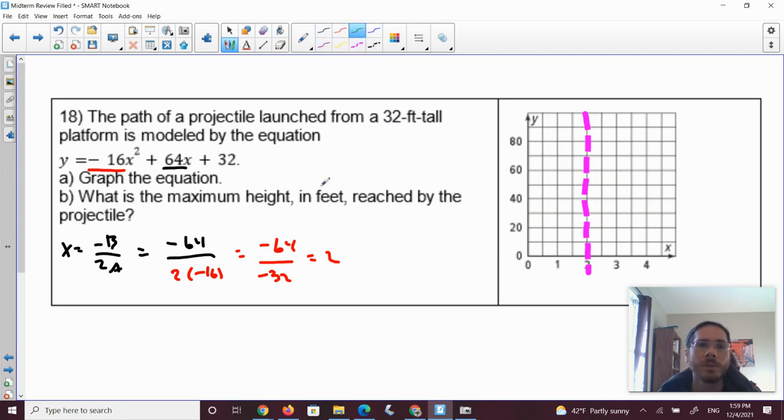To get the y-coordinate, what I need to do is plug 2 into the equation. So y equals negative 16 times 2 squared plus 64 times 2 plus 32.